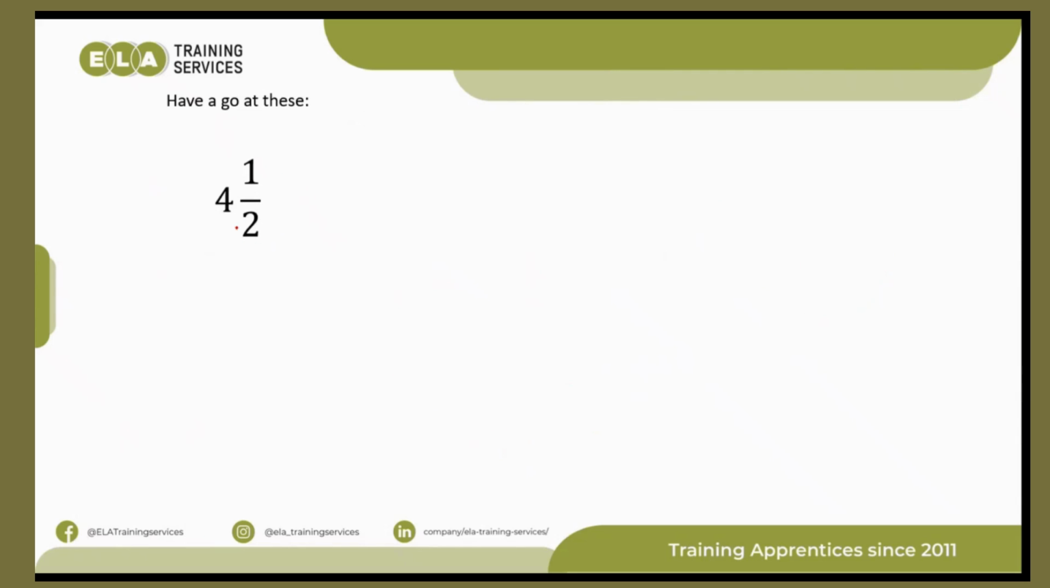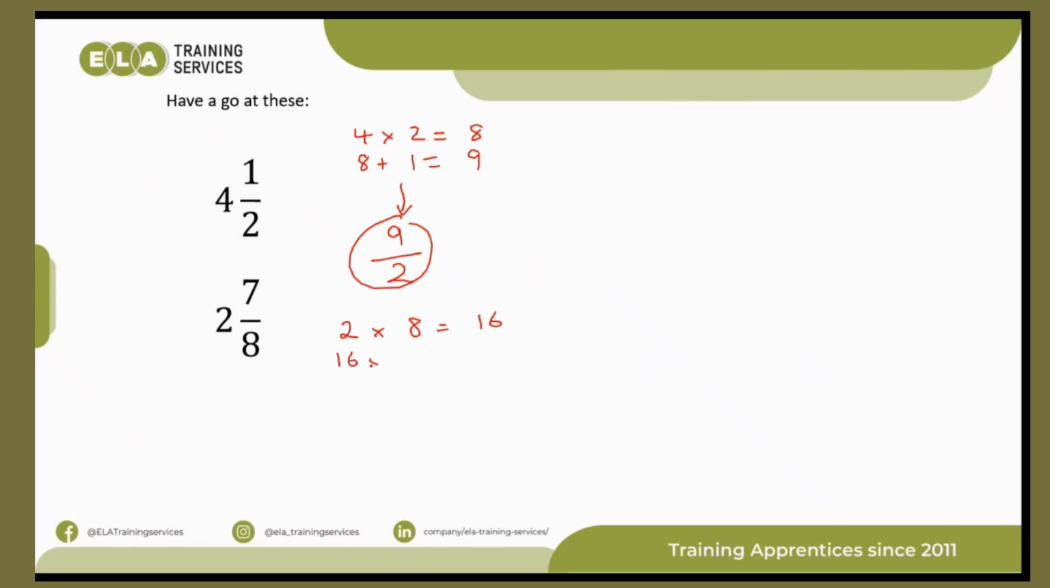So let's have a look at these. We've got 4 and 1/2. So we do 4 times 2, which is 8. 8 add our top, which is 1, so it would be 9 over 2. Okay, and then our last one that we're going to do today, 2 and 7/8. We do 2 times 8, which is 16. 16 add 7, which is 23. 23 over our bottom number, so 23 over 8.